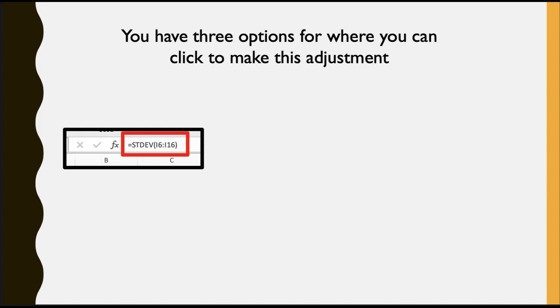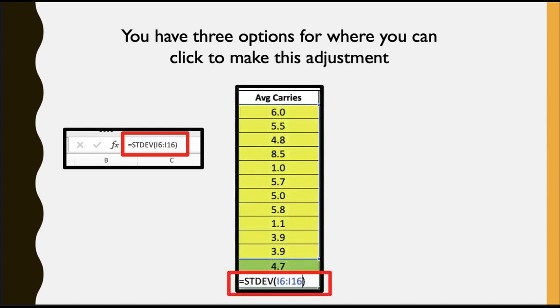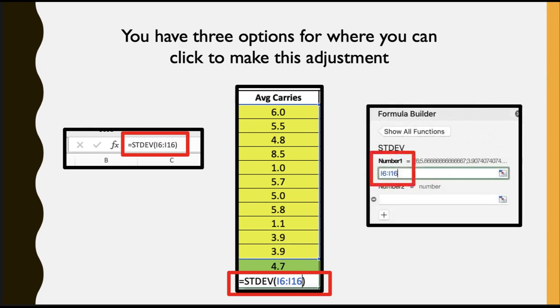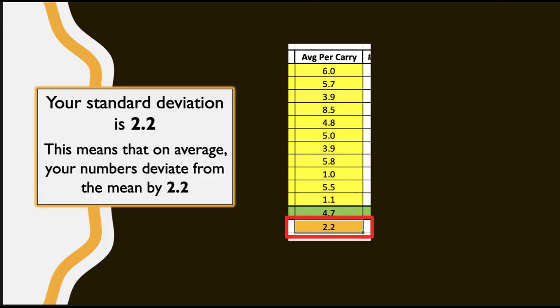You can change it in your formula builder. You can type directly in the cell on the sheet. Or in that little formula builder screen, you actually have the option to make edits and changes to your formula right there. So go ahead and make that adjustment. Your standard deviation should be 2.2. If your number's different, you might want to double check that you have the right number of decimal points. So this means that on average, your numbers deviate from the mean by 2.2.